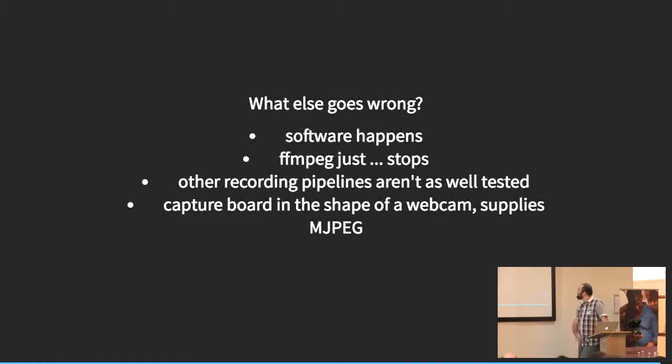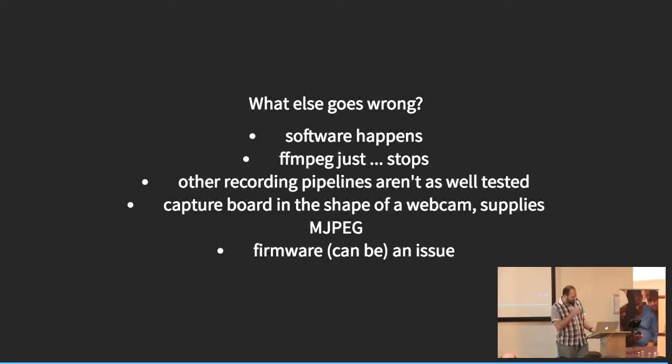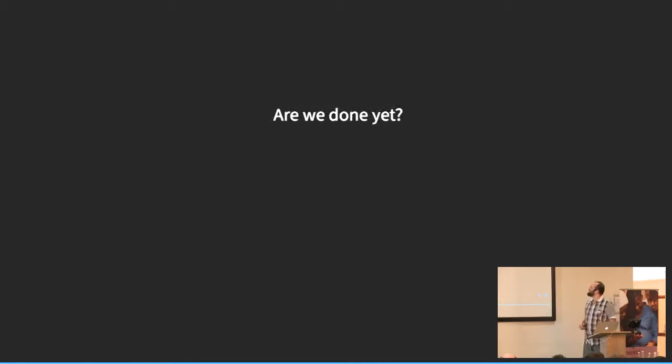The capture board, that I already mentioned, looks like a webcam. And firmware. This firmware is actually the one that we used in Pi, Ohio a couple months back. Why are we using it? We made it work there and we didn't want to touch it. So it kind of works. There's a much newer version. We don't know if it works. This works. Are we done yet?